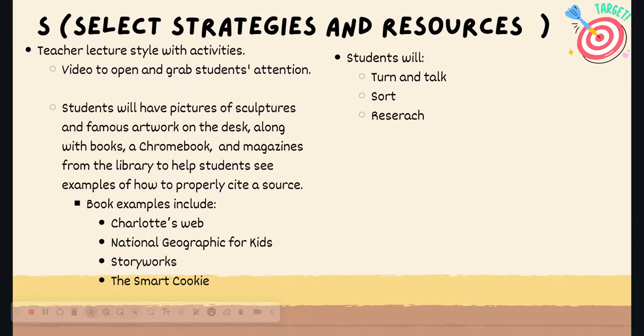Select strategies and resources. It will be a teacher lecture style with activities. We will have a video to open and grab students' attention. Students will have printed pictures of sculptures and famous artwork on the desk, along with books, a Chromebook, and magazines such as National Geographic and Storyworks from the library to help students see examples of how to properly cite a source. They will also have examples of how to cite different sources on their desk. And it will definitely be for an elementary level, in particular, second, third, and fourth.